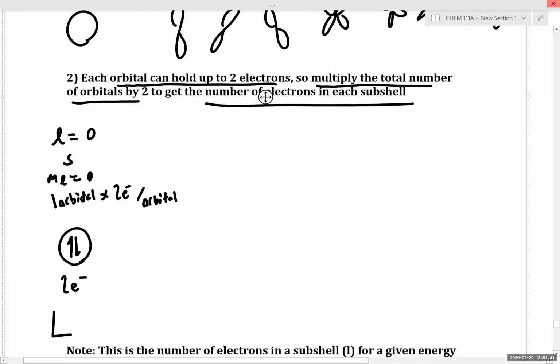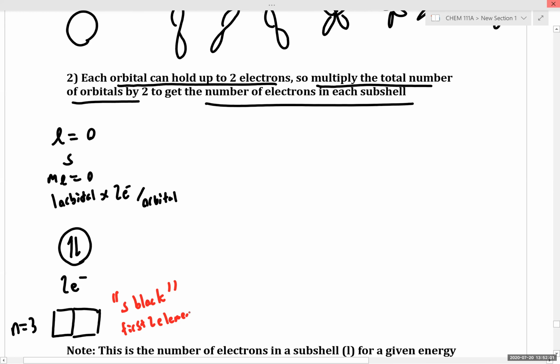And as we notice in the periodic table, for example, in the n equals 3 shell, we have 2 elements at the start, which are known as the quote unquote S block elements, which are our first 2 elements. So does everyone notice how in the periodic table you see on the left-hand side a set of 2 elements at the start? That is known as our S block.